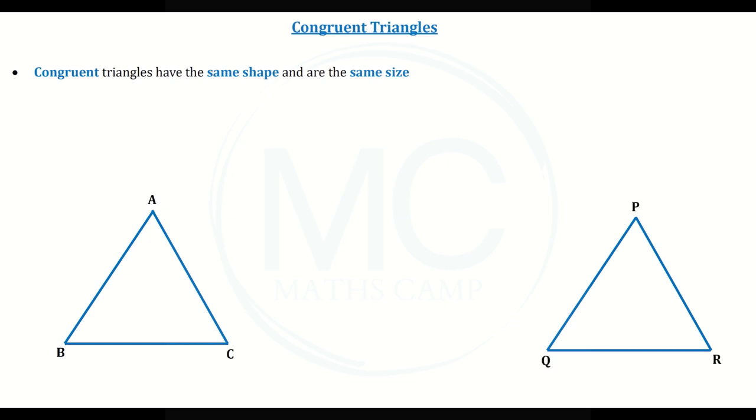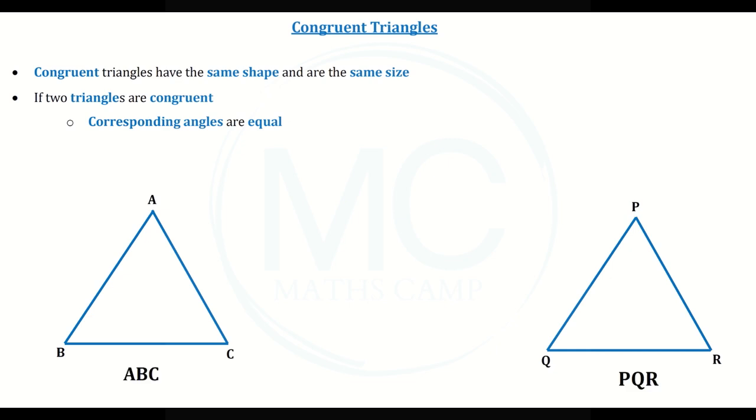It does not matter if we turn the triangle around or flip it upside down. It will still be identical to triangle ABC. Just like similar triangles, if two triangles are congruent, then corresponding internal angles will be equal. Let's write ABC for the triangle on the left and PQR for the triangle on the right. A is the first letter in ABC and P is the first letter in PQR. So angle A will be equal to the corresponding angle P.